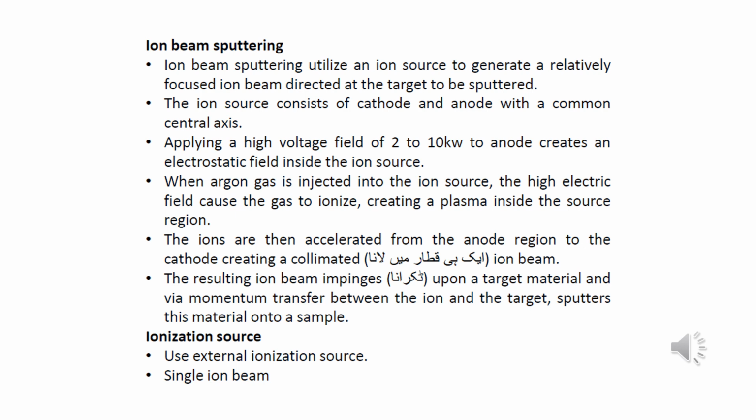Applying a high voltage field of 2 to 10 kilovolts to the anode creates an electrostatic field inside the ion source. When argon gas is injected into the ion source, the high electric field can cause the gas to ionize, creating a plasma inside the source region. The ions are then accelerated from the anode region to the cathode, creating a collimated ion beam. The resulting ion beam impinges upon a target material, and via the momentum transfer between the ions and target, sputters this material onto the sample. Ionization source: uses an external ionization source, single ion beam.